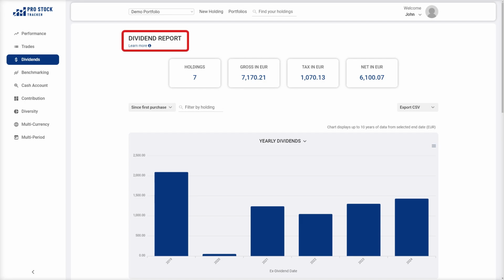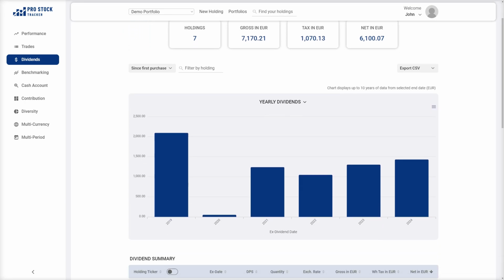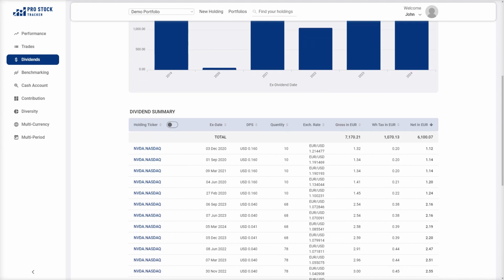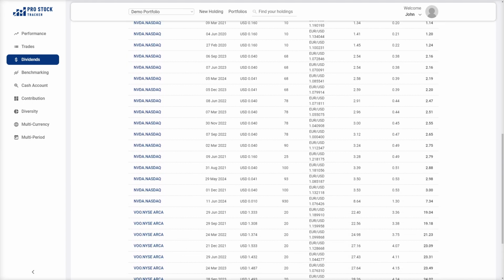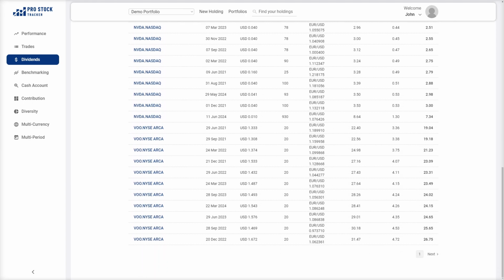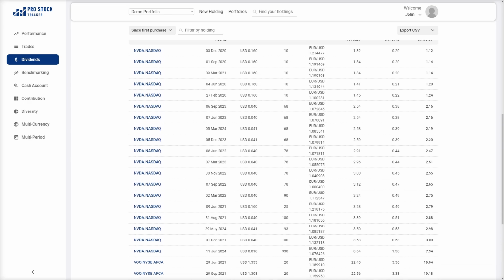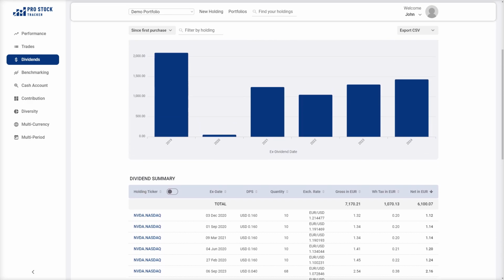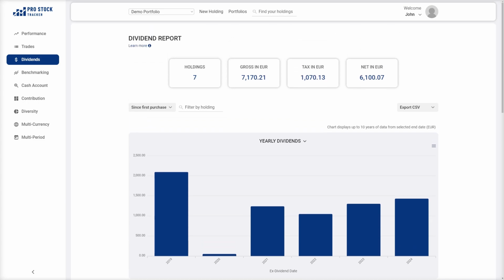Today, we're diving into the Dividend Report, your essential tool for monitoring and analyzing your dividend income. This report offers a comprehensive overview of your portfolio's dividend history, empowering you to gain valuable insights into your income streams and track the growth of your dividends over time.